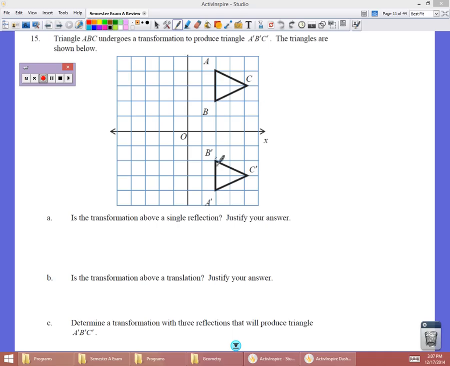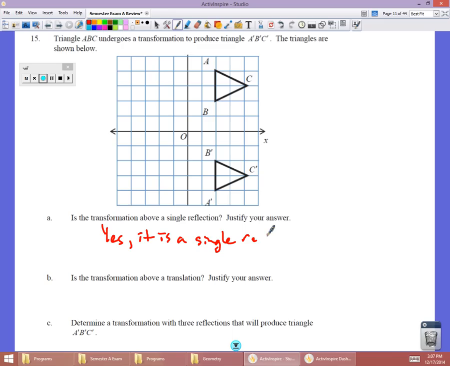So we can reflect across the x-axis or we can reflect across the y-axis. In this case, we are reflecting it across the x-axis. So to answer this question, the answer would be yes. The transformation is a single reflection. Yes, it is a single reflection across the x-axis.